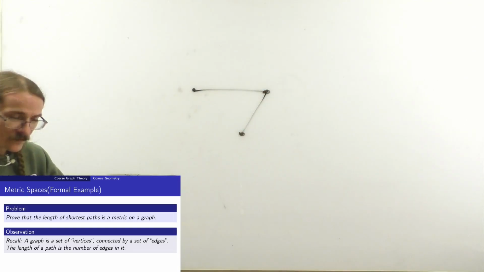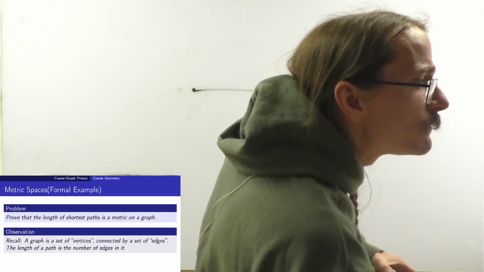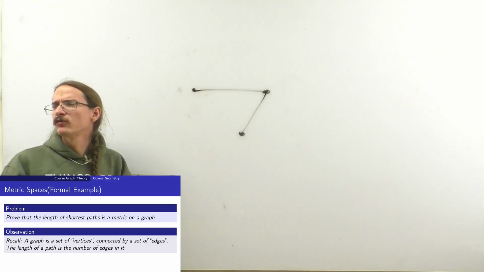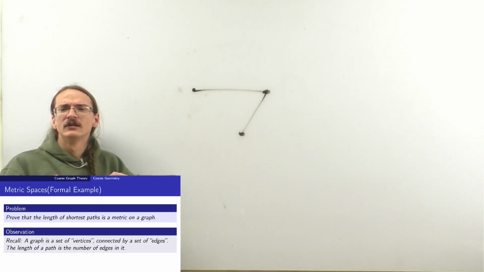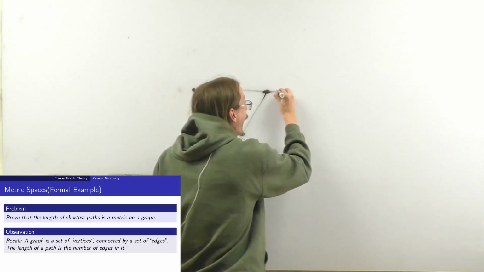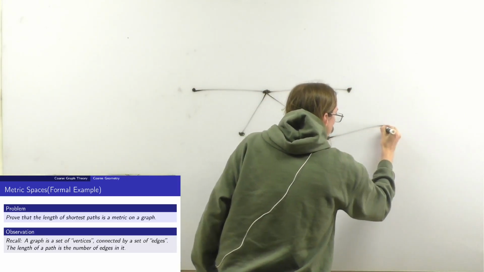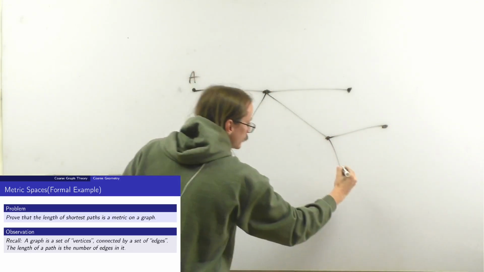Okay. On a graph, the length of a path is the number of edges in it. Did you do a proper what are paths? Nobody? Well, let's just do that little bit of review again. A path on a graph is going to be a way to get from point A to point B.